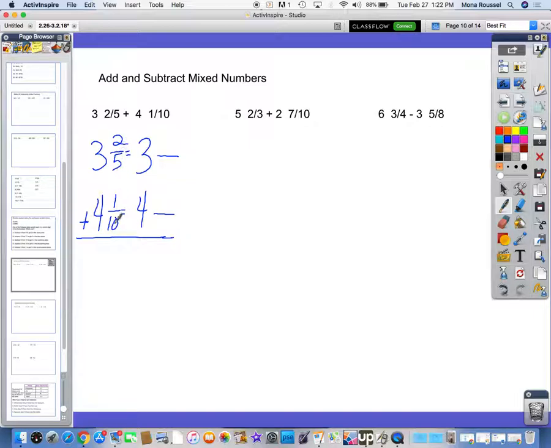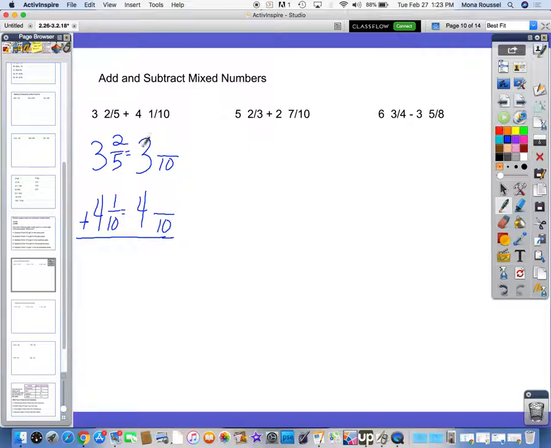So we have 2/5 and 1/10. We'll take the higher denominator 10 and list its multiples until we find something 5 can go into. Well, the first multiple of 10 is 10. 5 can go into 10 evenly, so 10 would be the least common denominator.